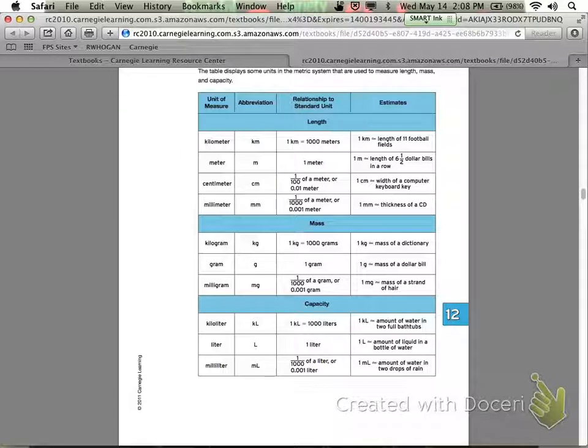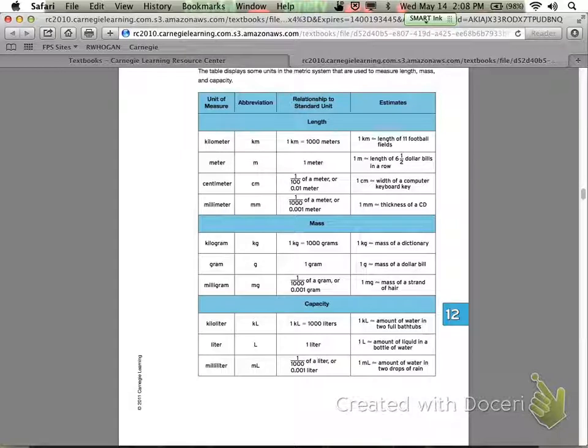Just as in the customary system, you can use more than one measurement to describe the same length, mass, or capacity in the metric system. You might say that a room is 3 meters long, or you might say that the same room is 300 centimeters long. Either way, the lengths are the same. They are just said in different ways.